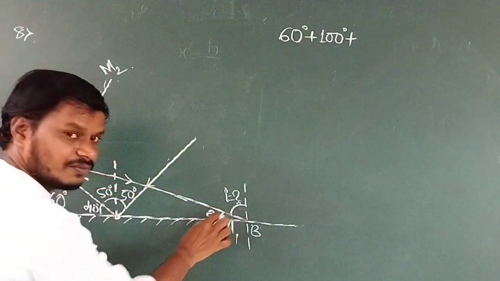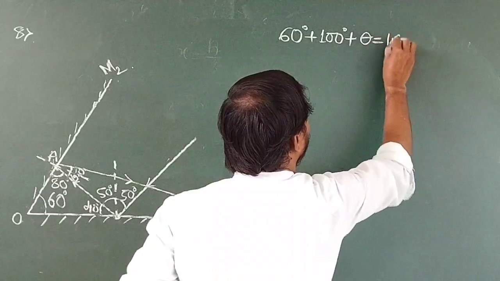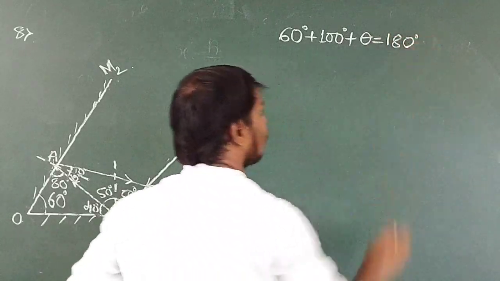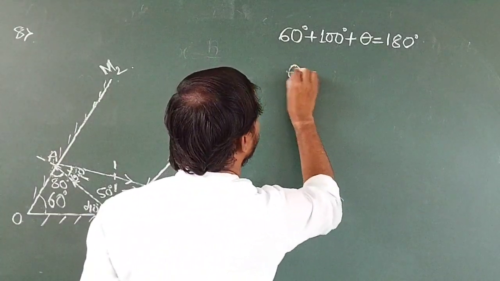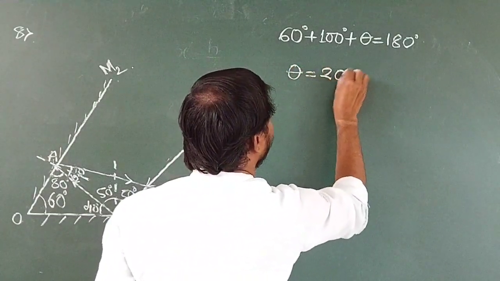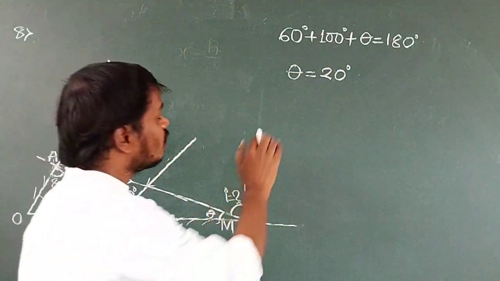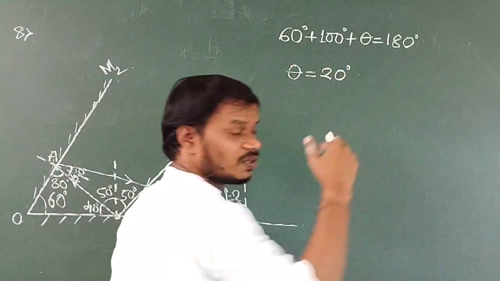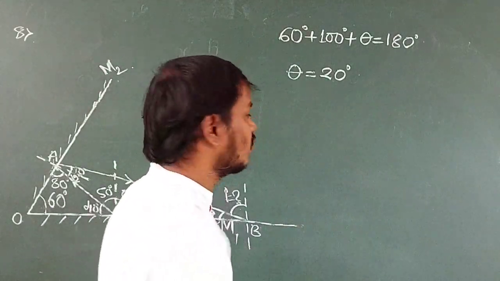This angle we don't know. We have to find this angle theta. That is equal to how much? 180, because the total angle in the triangle is how much? 180. Then theta is 20 degree. Theta is 20 degree because 60 plus 100 is 160. This 160 taken to the right hand side becomes minus 160. Then 180 minus 160 is 20 degree.